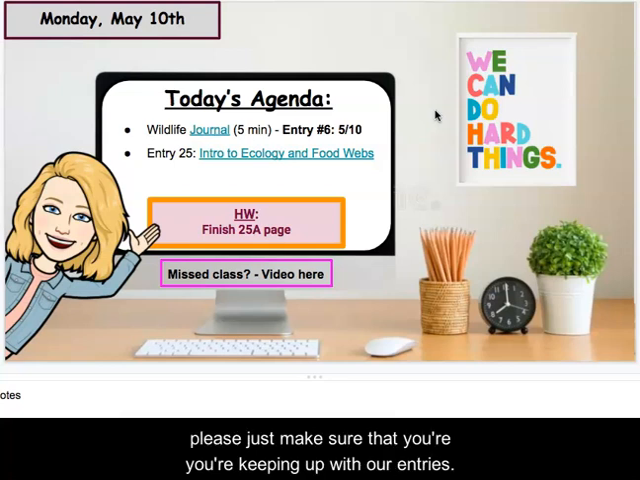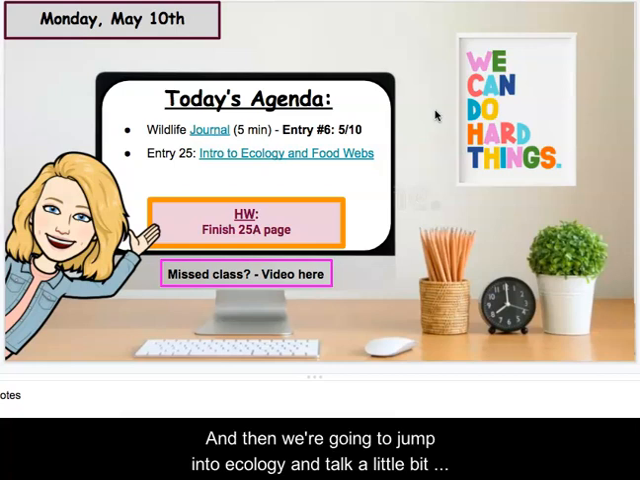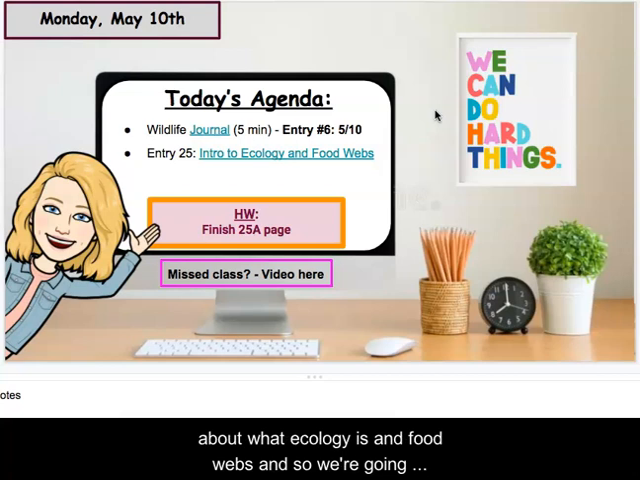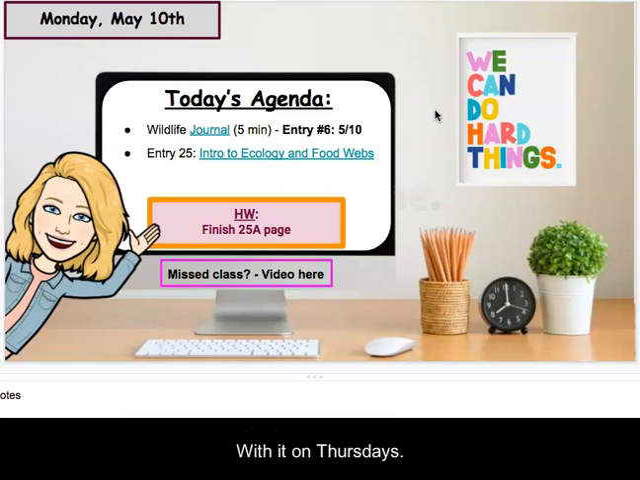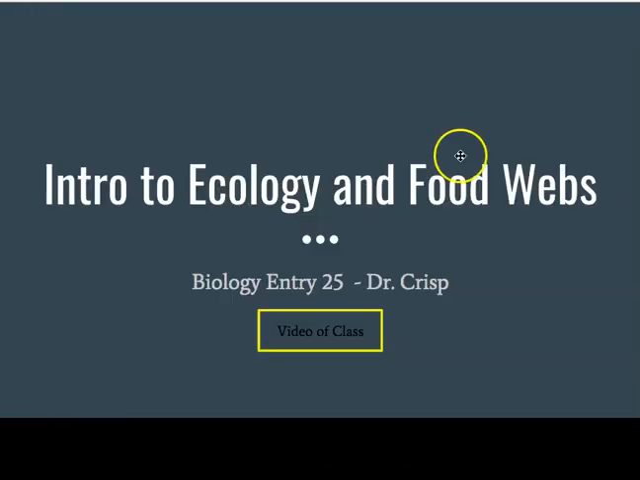with our entries. And then we're going to jump into ecology and talk a little bit about what ecology is and food webs. And so we're going to start entry 25 today. We will continue on with it on Thursday as well. So I'm just going to go ahead and click right in. And let me adjust this a little.